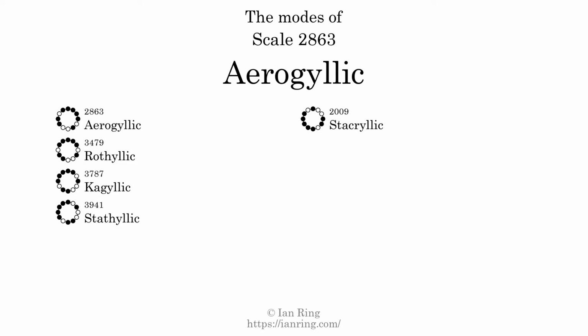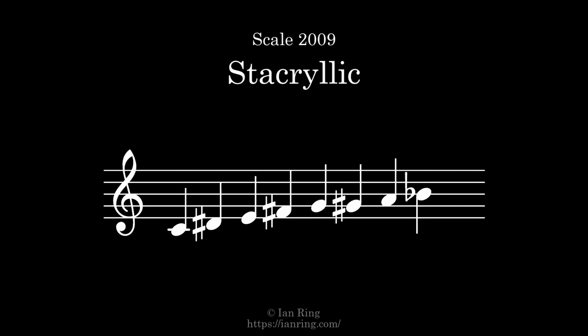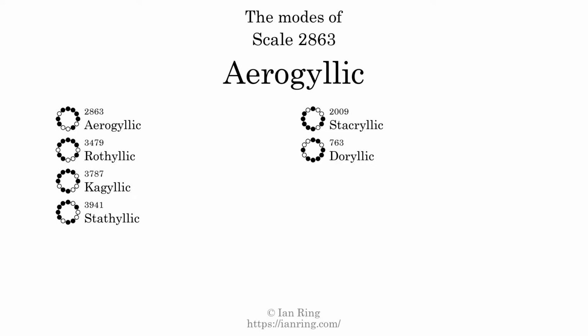The fifth mode is scale 2009, also known as Acrylic. It sounds like this. The sixth mode is scale 763, also known as Dorylic. It sounds like this.